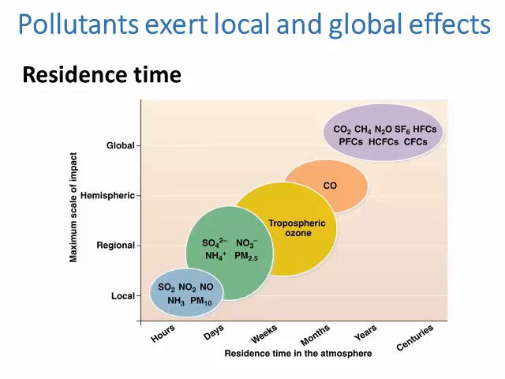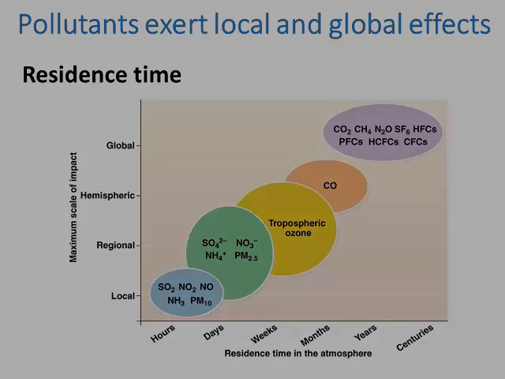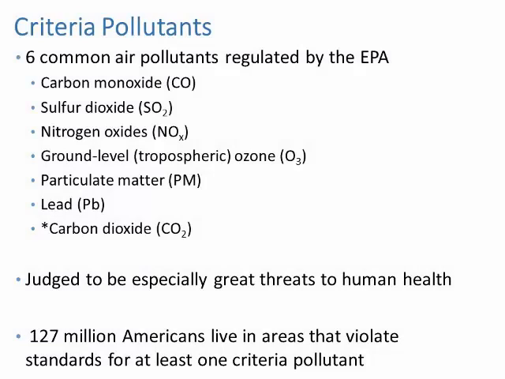Pollutants with longer residence times, such as greenhouse gases and chlorofluorocarbons, have regional or global impacts and exert these impacts for decades or centuries. State and local agencies monitor and report to the Environmental Protection Agency, or EPA, emissions of carbon monoxide, sulfur dioxide, all nitrogen oxides, volatile organic compounds, particulate matter, and lead.